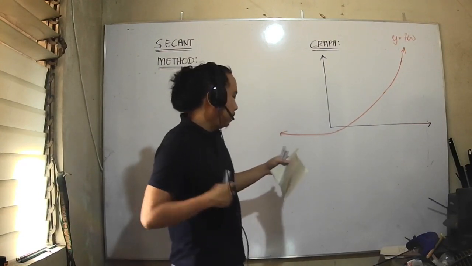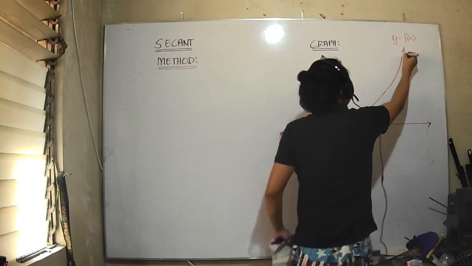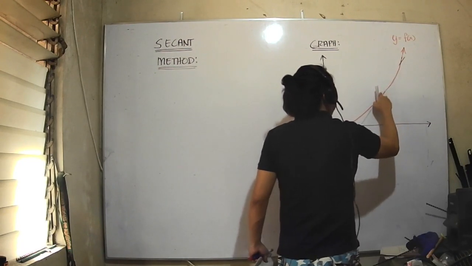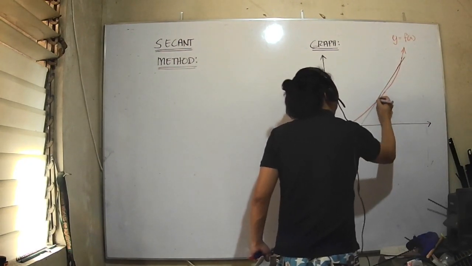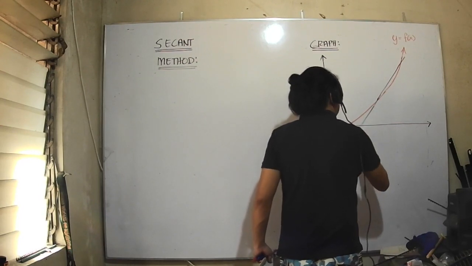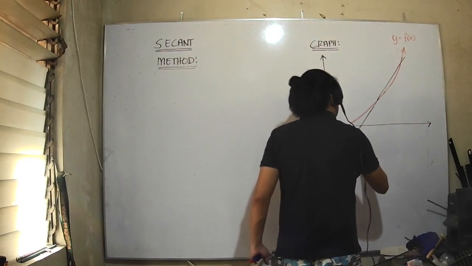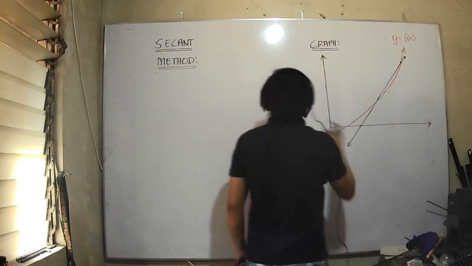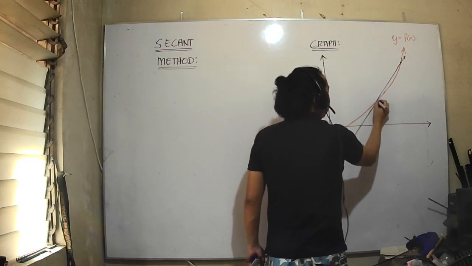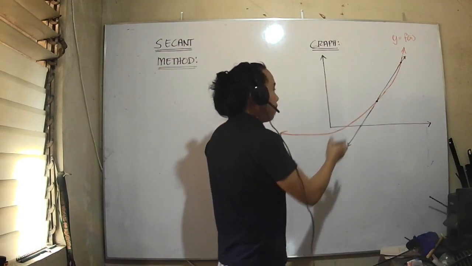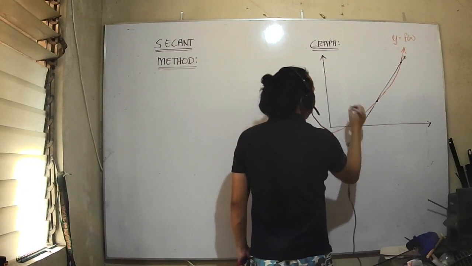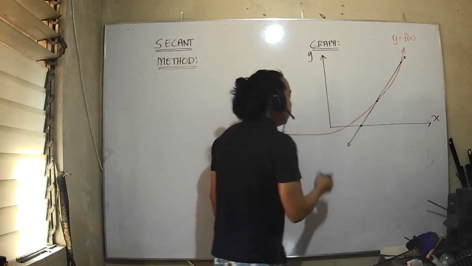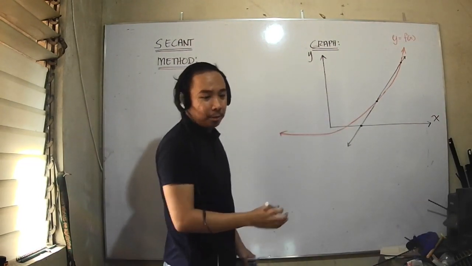Now, let's consider passing a line here through the curve. Not necessarily a tangent line. This is a secant line. Okay? That is the secant method. Anyway, it passes through the curve twice, and then it also passes through the x-axis. Whenever the graph hits the x-axis, its value is 0. Okay? You have to keep that in mind.